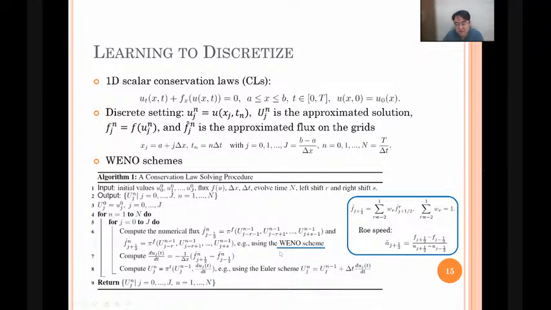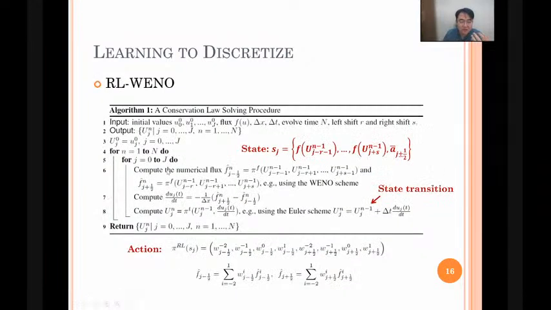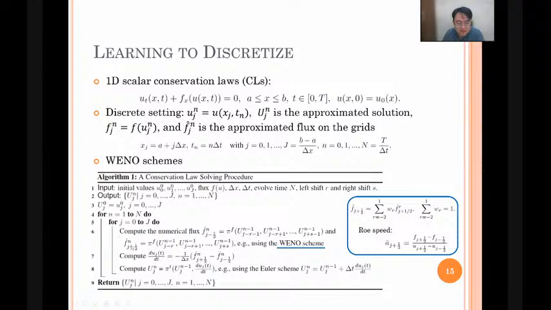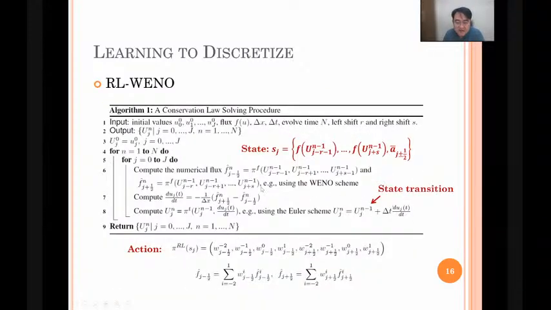in this specific way. Our initial attempt at introducing reinforcement learning is to model this pi as a neural network, where this neural network examines the current states and determines how we should weight the numerical approximations of the fluxes in the neighboring stencils. This is the conversion from WENO to RL-WENO. The states are the row speed, which is determined here, and I'll skip the details. By examining the solutions through the states, the network determines the weights that you see over here. With the weights, we get this approximation f hat, and then we know how to advance the dynamics to the next step. So this is the state transition, and I think the key here is to determine the states and also to determine these actions.